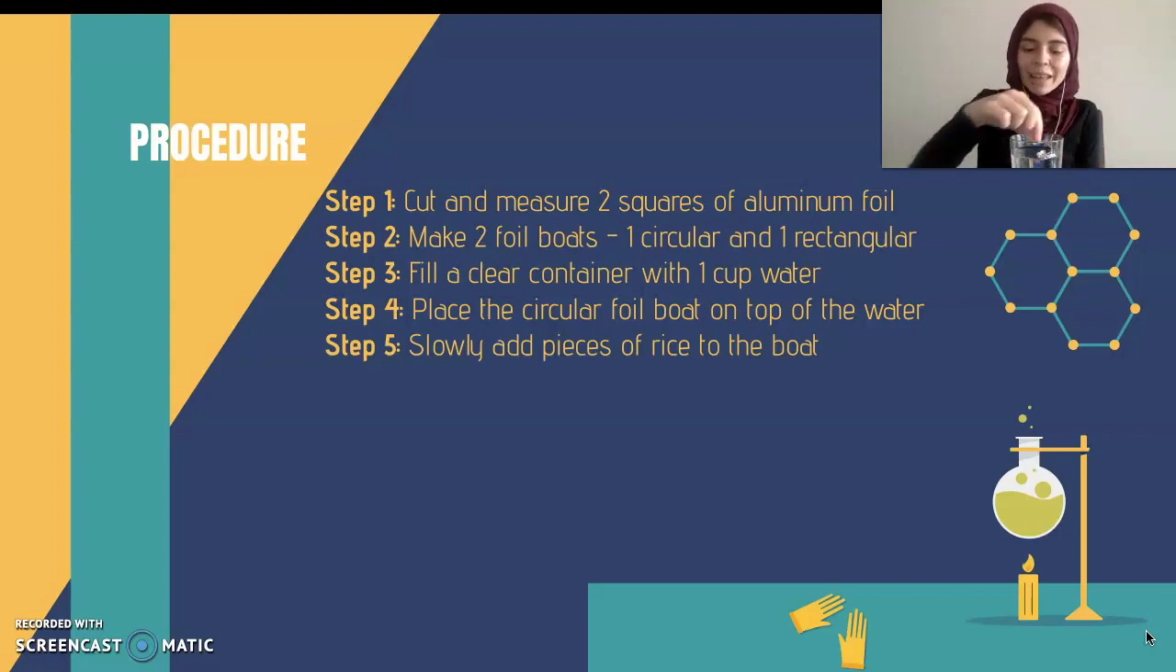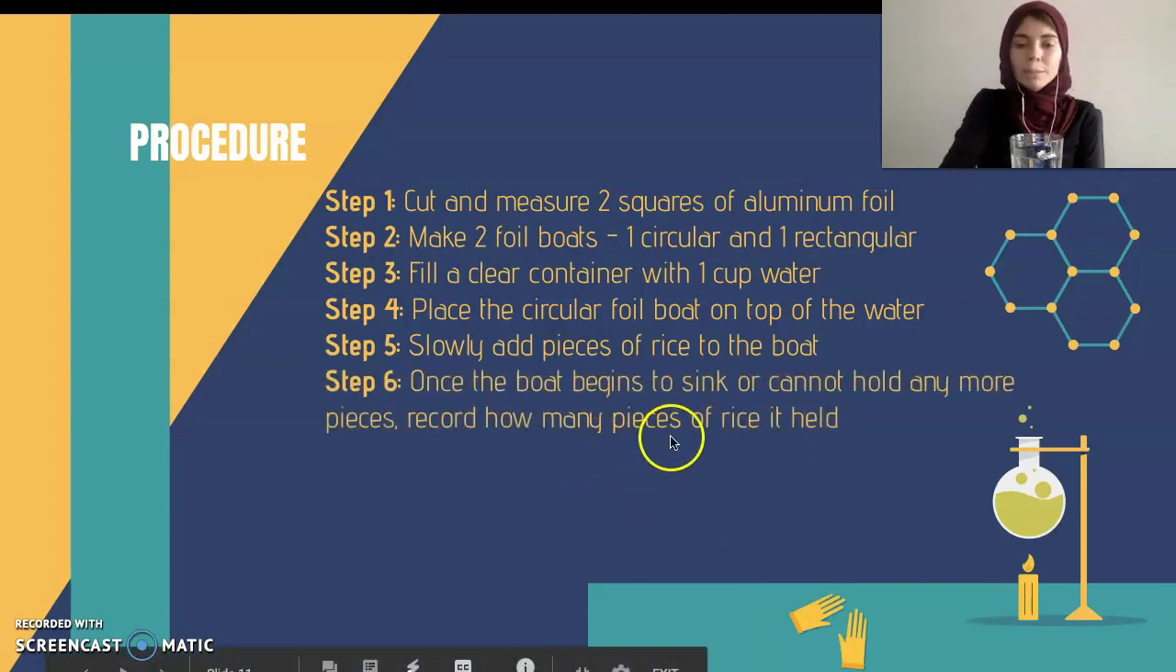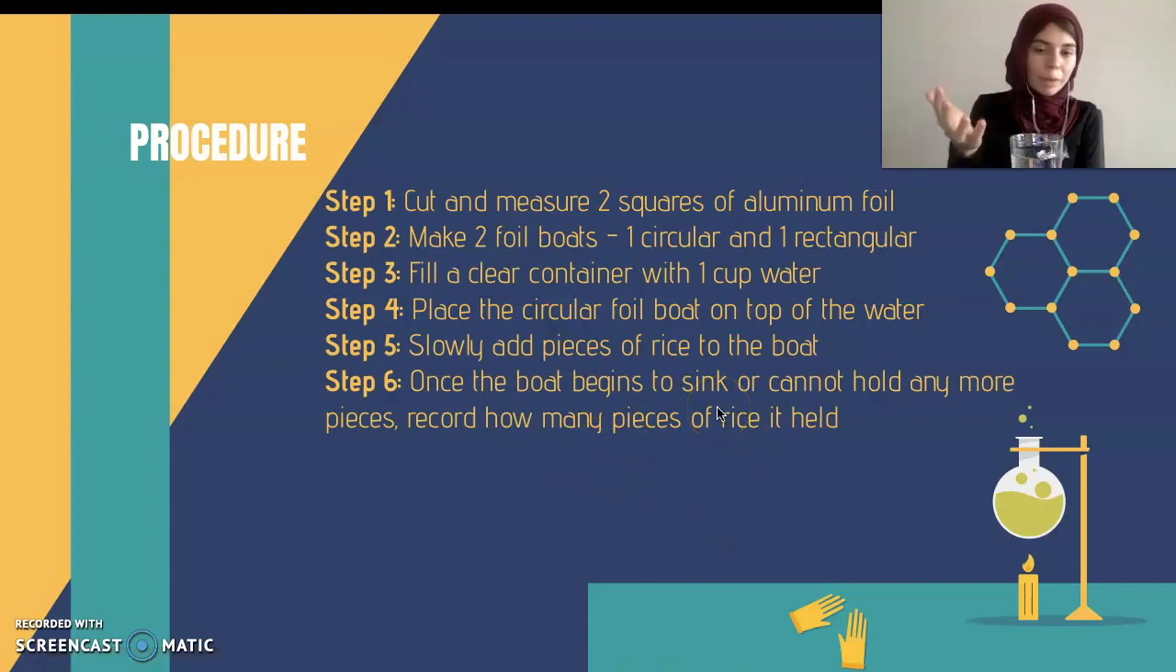Okay, so we're going to slowly add pieces of rice to the boat. Now I am only going to stop once my boat begins to sink because it's too heavy, or if it cannot hold any more pieces. So let's say it's completely overflowing, there is no more room for people, then you are going to stop and write down how many pieces of rice it held. Okay, so if this held 25 pieces of rice, then I write down, okay, circular boat, 25 pieces of rice.